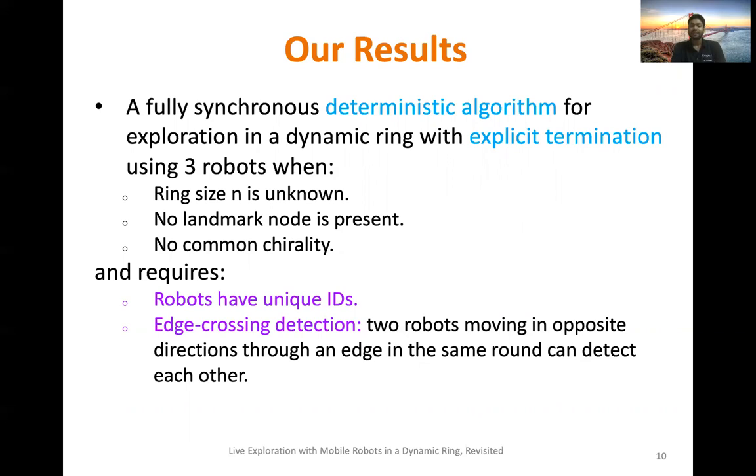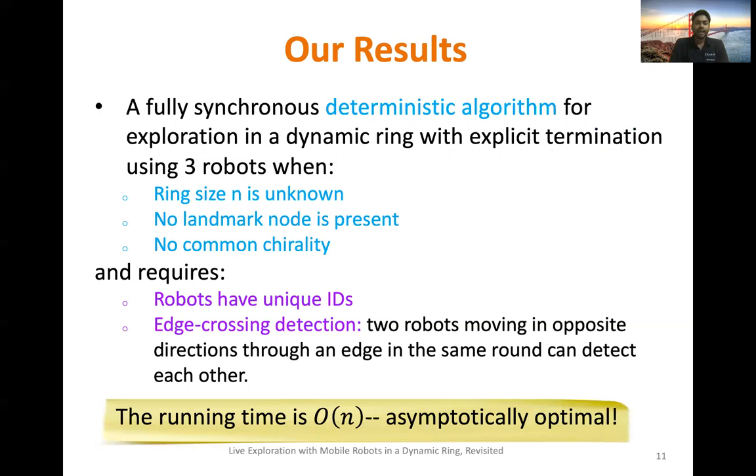Otherwise, what could happen is that two robots at the endpoints of an edge jump in the same round, so they cannot see each other. So there will be no meeting. If there is no meeting, it is actually impossible to solve this exploration because the size of the ring is unknown. And our running time is asymptotically optimal. It is O(n), where n is the size of the ring.